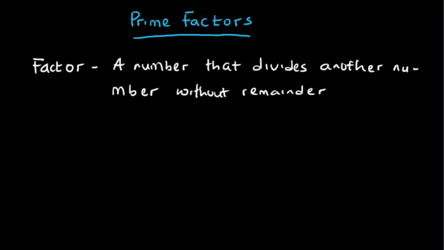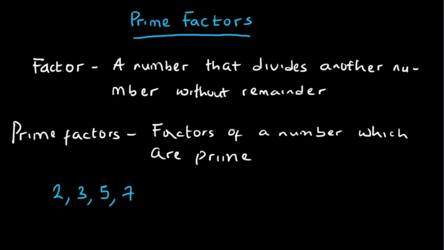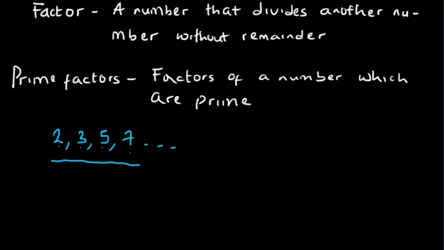Now, having said this, what are prime factors? So it means prime factors are simply factors of a number which are prime. So we have factors of a number which are prime. Now remember, we've done some examples of prime numbers. We have 2, we have 3, we have 5, we have 7, etc. So these are examples of prime numbers: 2, 3, 5, and 7. Does that make sense? Now let's take examples.